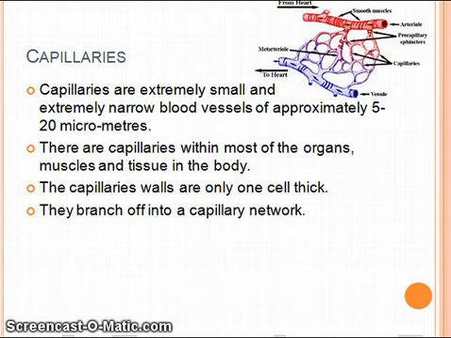The function of the capillaries is to supply nutrients such as oxygen to the surrounding tissue. The network of capillaries surrounds organs, muscles, and the alveoli in the lungs. By surrounding the alveoli, it allows a faster process for gaseous exchange because it has a larger surface area.